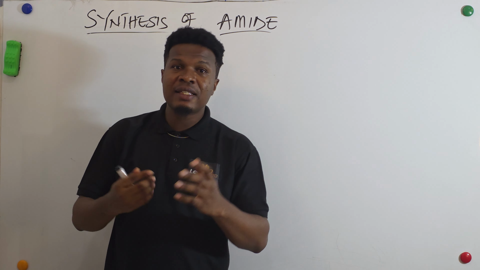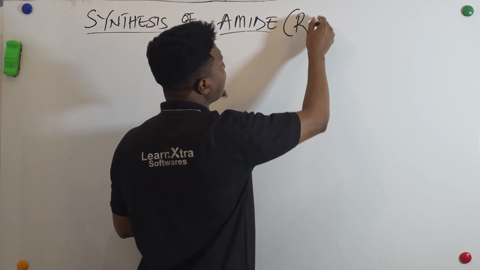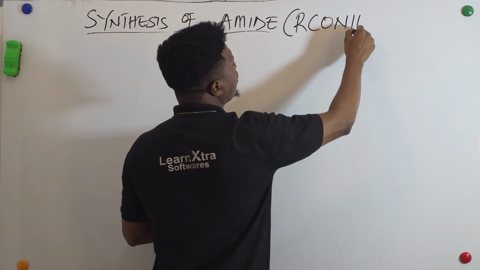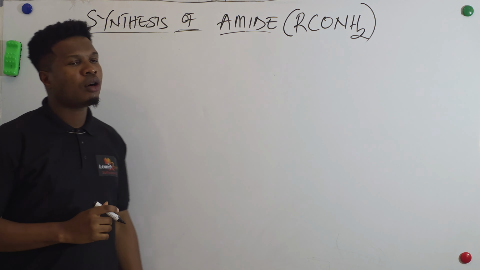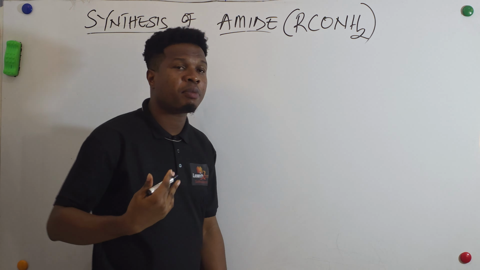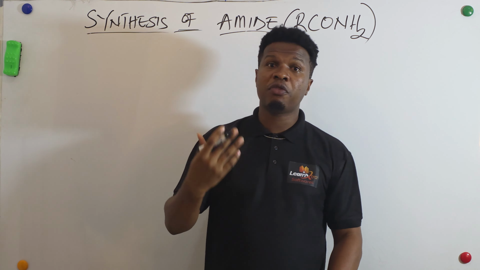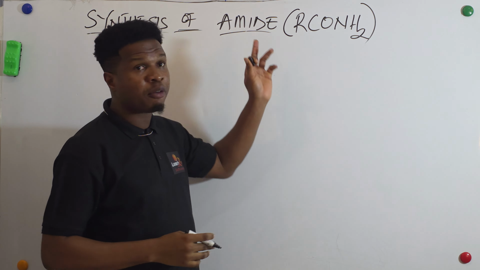Looking at synthesis of amide. Okay, remember amide? I hope you know that amides are like this. So how can we synthesize compounds like this, which are called amides? We are focusing on primary amide. We have secondary amide, I've shown you before, and tertiary amide. Okay, so amide is different from amine.